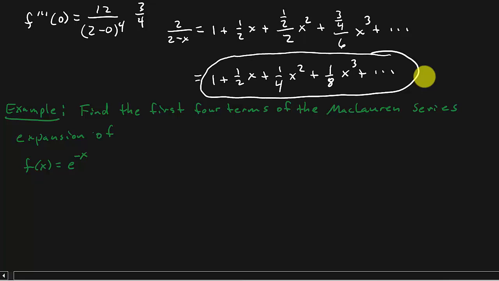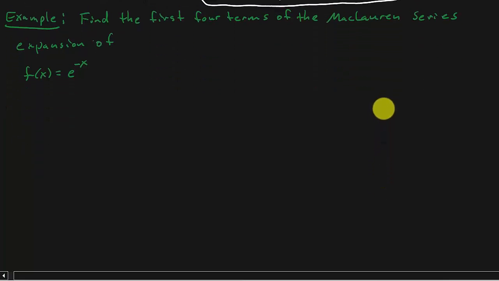All right, let's look at the next one. Find the first 4 terms of the Maclaurin series expansion of this. All right, so we got to go to the third derivative again. So I get f prime of x is equal to, well, that's e to the negative x, and then times the derivative of the exponent. The derivative of the exponent is -1, so that's going to be negative. F double prime of x, well, the derivative of e to the negative x is e to the negative x times the derivative of the exponent, which is -1.